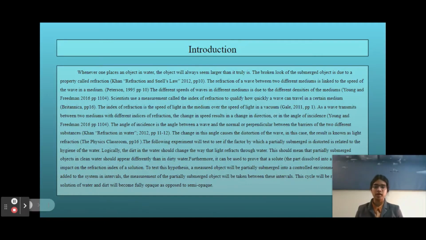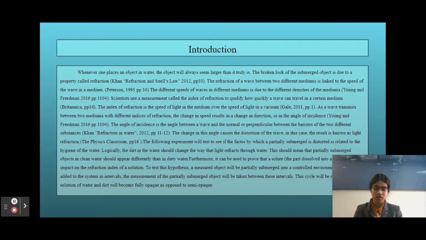Refraction is the bending of a wave as it passes from one medium to another. The reason why refraction occurs is related to the speed of the wave in the medium. The different densities of the mediums result in the wave traveling at different speeds in these mediums. As a wave transmits from one medium to another, its speed will change. The result of this is refraction.